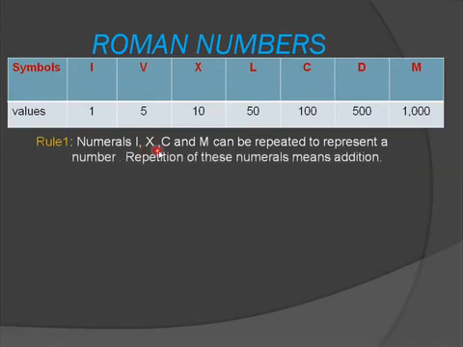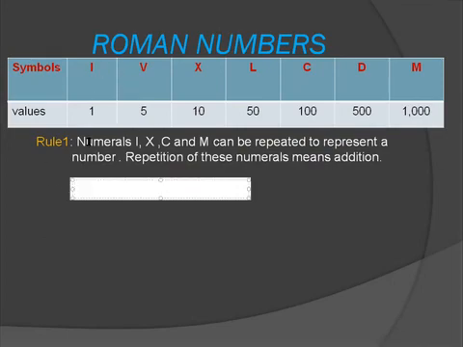Numerals I, X, C and M can be repeated to represent a number. Repetition of these numerals means addition. Suppose I take 1 and write it 3 times. That means you have to add: 1 plus 1 plus 1, which gives you 3. So to write 3 in Roman numerals, we use this.